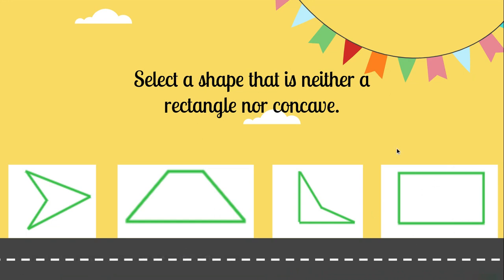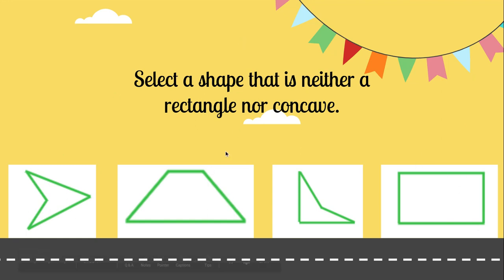All right, so concave means going inside. I noticed that this shape right here, this angle is going inwards. So it is concave. So it cannot be this one. It's not a rectangle, but it is concave. So I know it's not this one, and I know it's not this one.